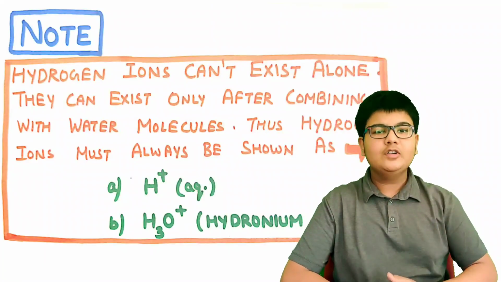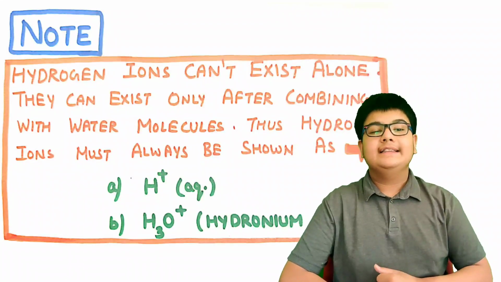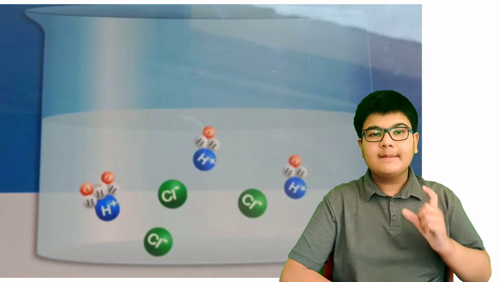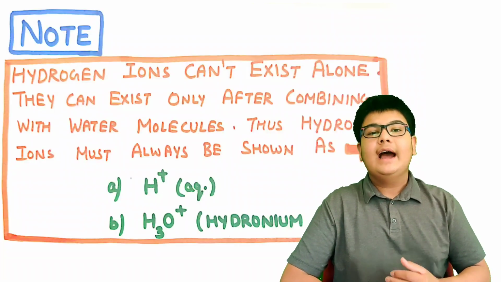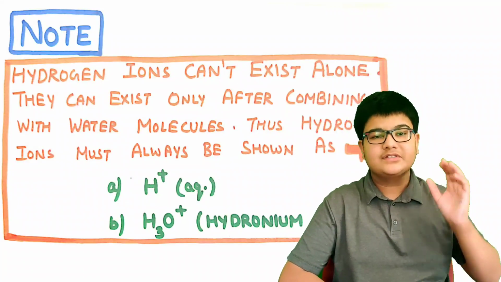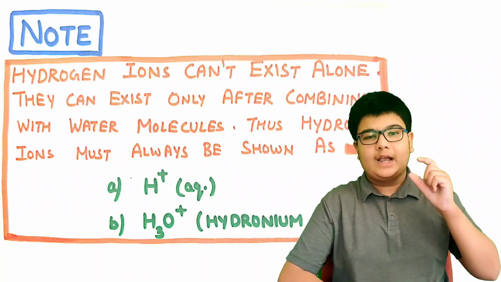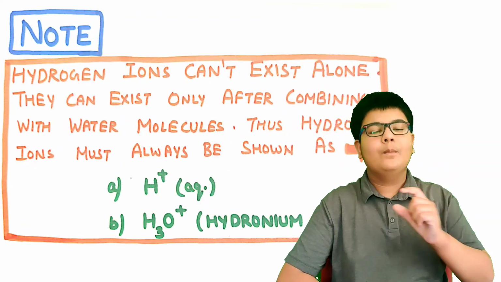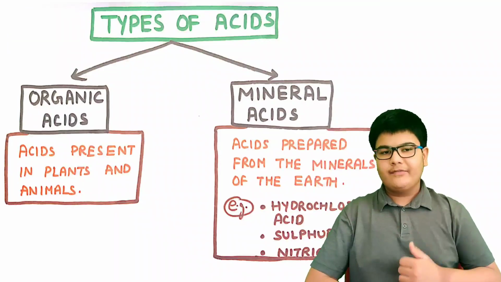But it is important to note that hydrogen ions cannot exist alone and they can only exist after combining with the water molecules. So therefore, when we represent hydrogen ions in the form of an equation, we must always write hydrogen ions as H positive aqueous or H3O positive, which is the hydronium ion. Now let's see the types of acids.